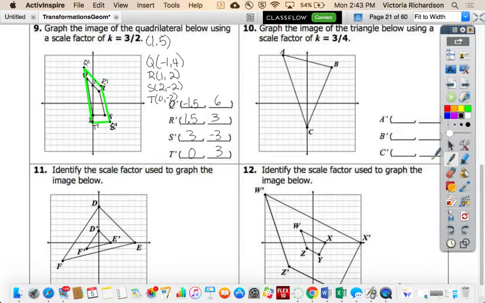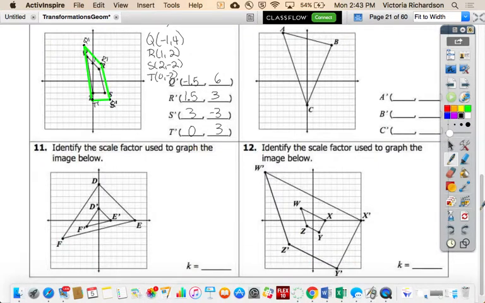And then on your homework for number 10, 3/4 is the same thing as 0.75. So just multiply by that. Number 11, it says identify the scale factor used to graph the image below. So the easiest way to do that is to compare 2 points. So I'm going to start with D, which is 0, 6, and D prime, which is right here, is 0, 2. So my size went from 0, 6 to 0, 2.